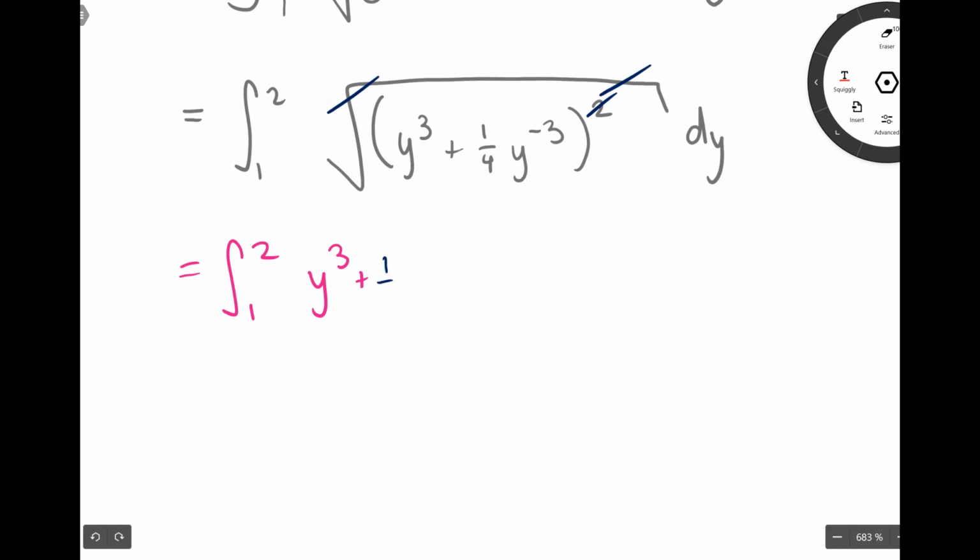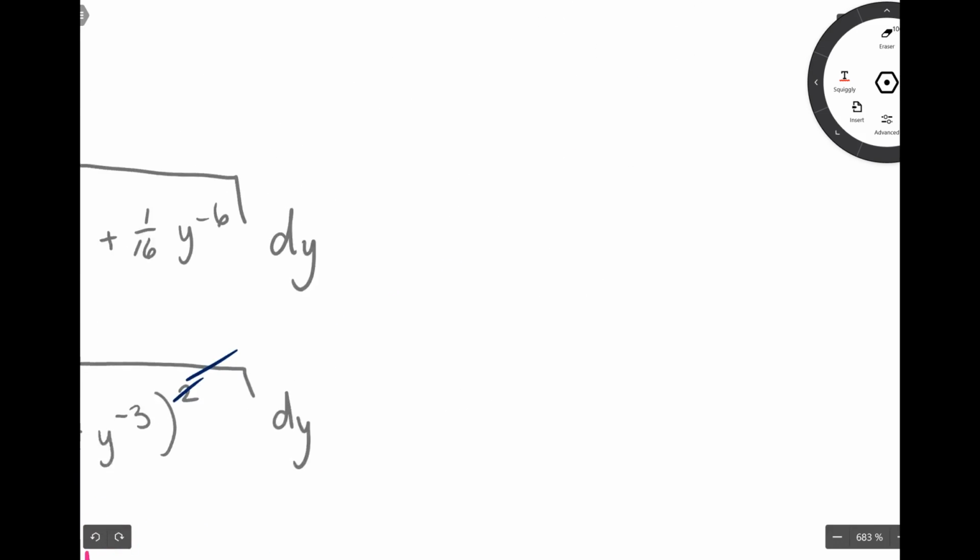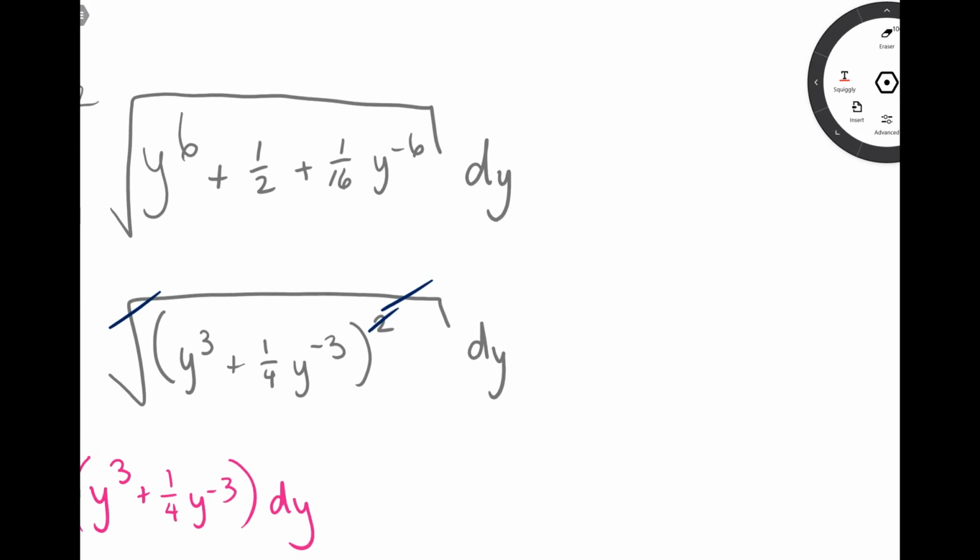But how do we reverse FOIL like that? I forgot how to reverse FOIL. Factor. Yeah, so I don't know how to factor or anti-FOIL. Consider it negative FOIL. Okay, so we have a y to the third, y to the third.